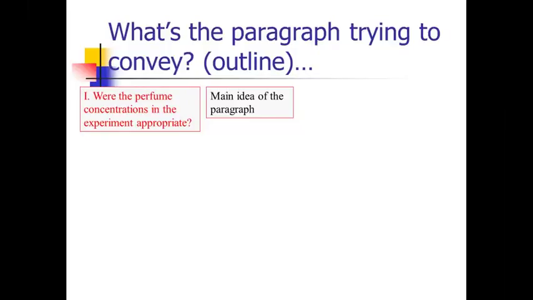So first I got to ask myself, well, what was the main idea of that paragraph? What were they trying to get at? So I think what they were trying to get at here was just asking the questions, because it's a possible limitation of the study, whether or not the perfume concentrations that they picked in their experiment were appropriate. If they didn't pick good concentrations, that could have greatly affected the results.